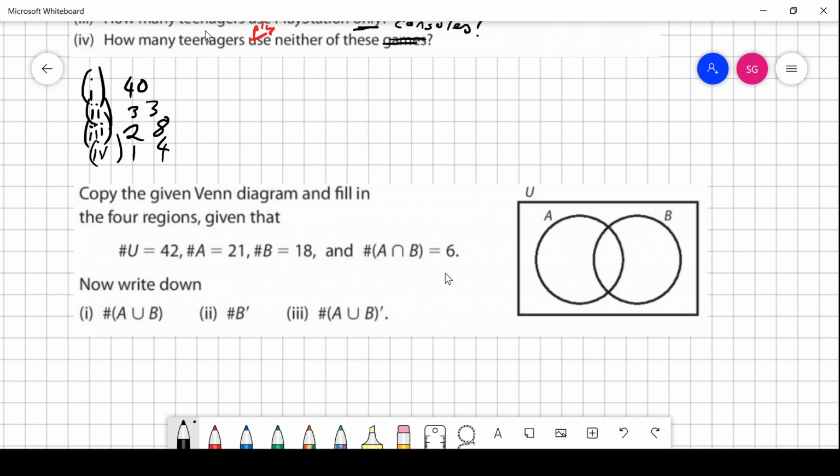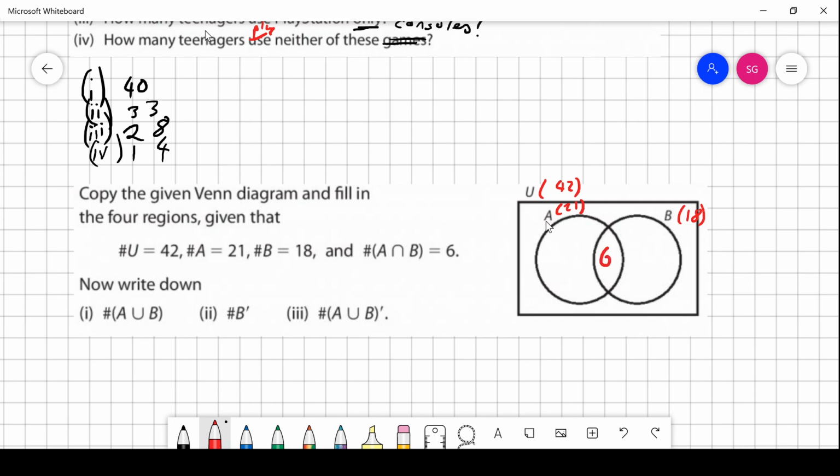Again, I don't want to see people just going, 21 here, 18 here, 6 here. That is wrong. If I start to see that, I'm going to know that you didn't watch the video, because that is a major oversight. So let's start by putting brackets next to these values. We'll go 42 here. A is 21, so we know there's 21 in total in this. B is 18, so we know there's 18 in total in this section. And A intersection B, that is definitely 6.